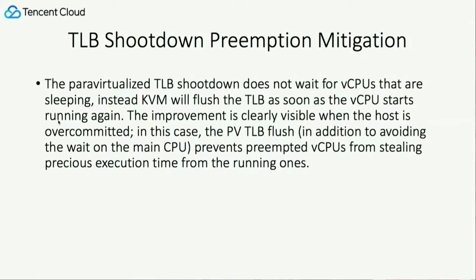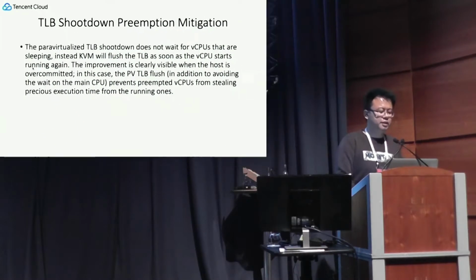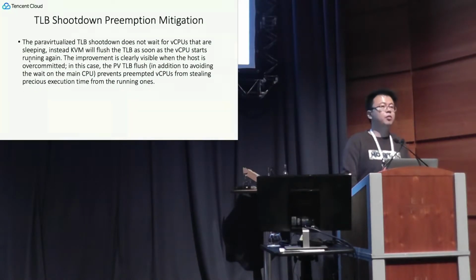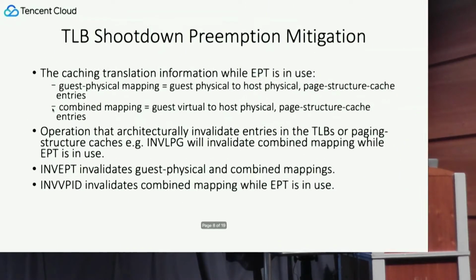The PV TLB Shootdown does not wait for vCPUs that are sleeping. Instead, KVM will flush the TLB as soon as the vCPU starts running again. The improvement is clearly visible when the host is overcommitted. In this case, the PV TLB flush prevents preempted vCPUs from stealing precious execution time from the running ones.